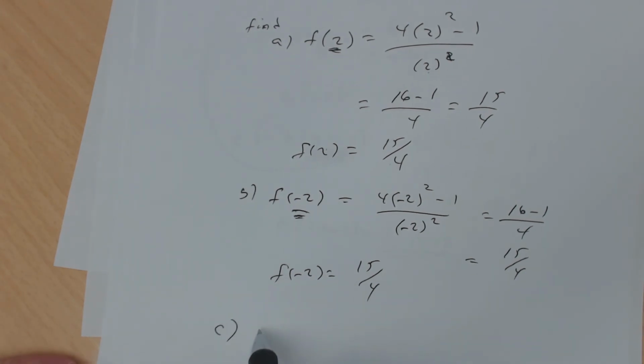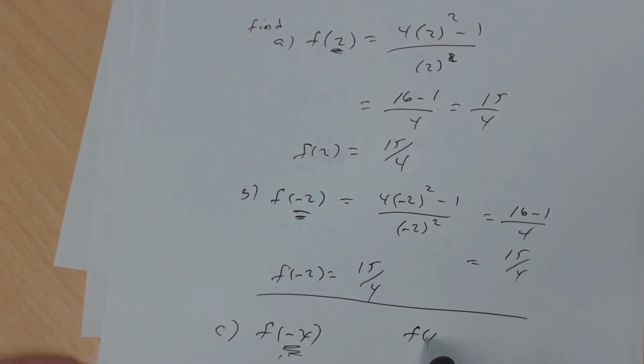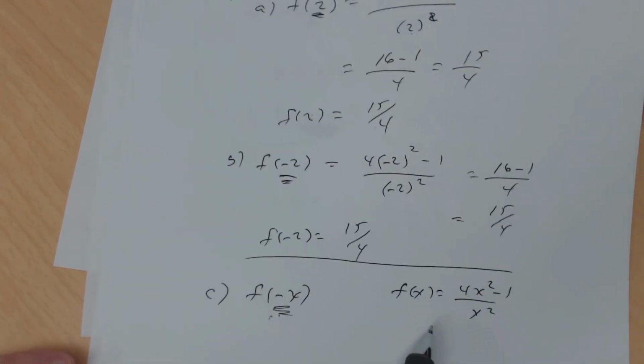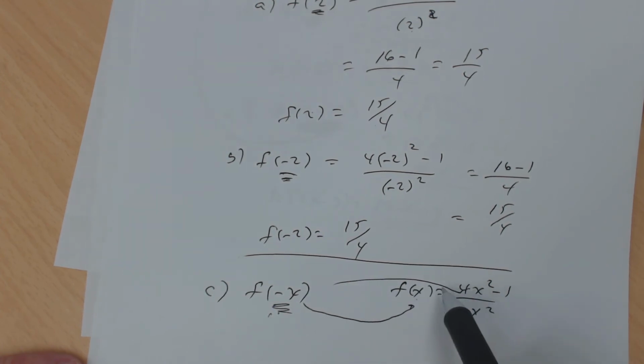Okay, C, suppose you want to find f of negative x. Again, wherever you see the variable x, this is what you're going to plug in. You're going to substitute this expression into the variable x. Let me go ahead and rewrite it here. Remember, f of x was 4x squared minus 1 over x squared. Where we see the x, you want to plug in negative x. You're going to substitute negative x.